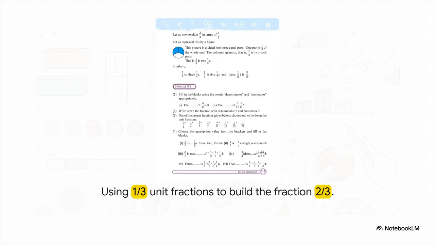Here's that building block approach in action. If you take one unit fraction of 1/3, and you combine it with a second unit fraction of 1/3, boom, they naturally add up to exactly 2/3 of the total circle. It is completely intuitive, highly visual math.